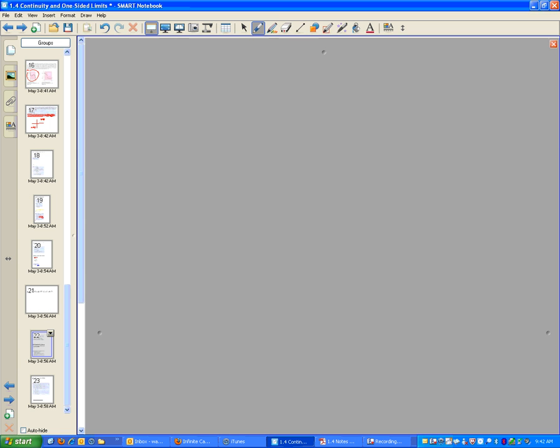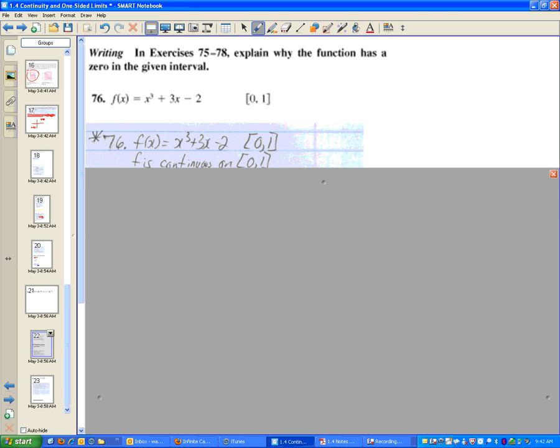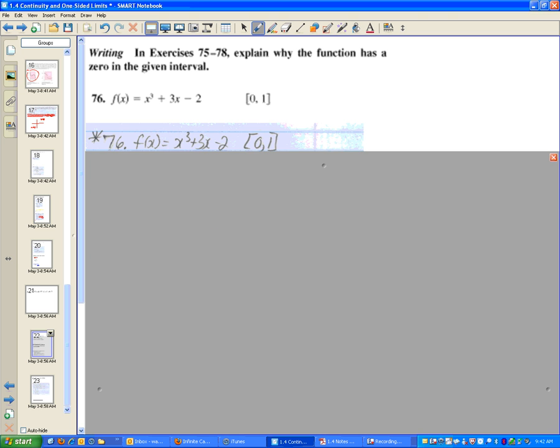76. Trombones. That's just hard to not think that when I see 76. All right. In exercises 75 through 78, explain why the function has a 0 in the given interval. Remember the intermediate value theorem? That's because you were in the bathroom. Everybody else, remember the intermediate value theorem? It occurred to you about 20 minutes ago.